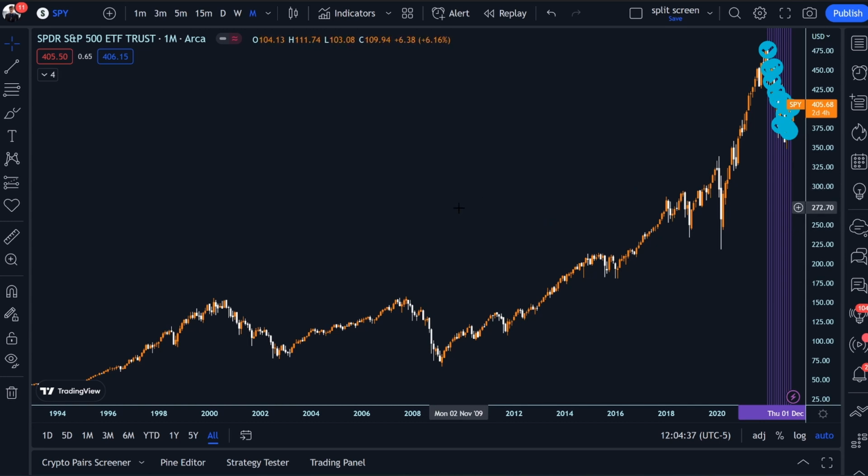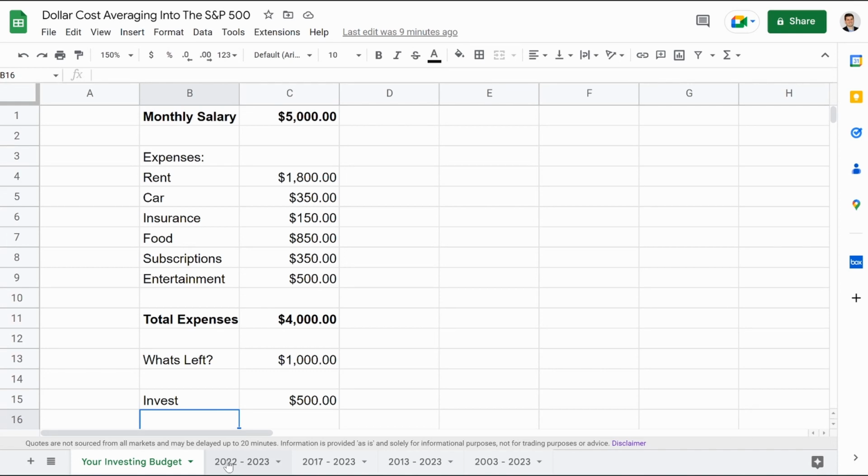So let's jump over to Google Sheets. I'm going to show you some actual examples. I'm going to take the real numbers of the S&P 500 and what it would look like if you invested, say, $500 every single month over, you can see down here, 2022 to 2023, 2017 to 2023, 2013 to 2023, and 2003 to 2023. So you got 20 years, 10 years, 5 years, and 1 year. And the results are pretty cool.